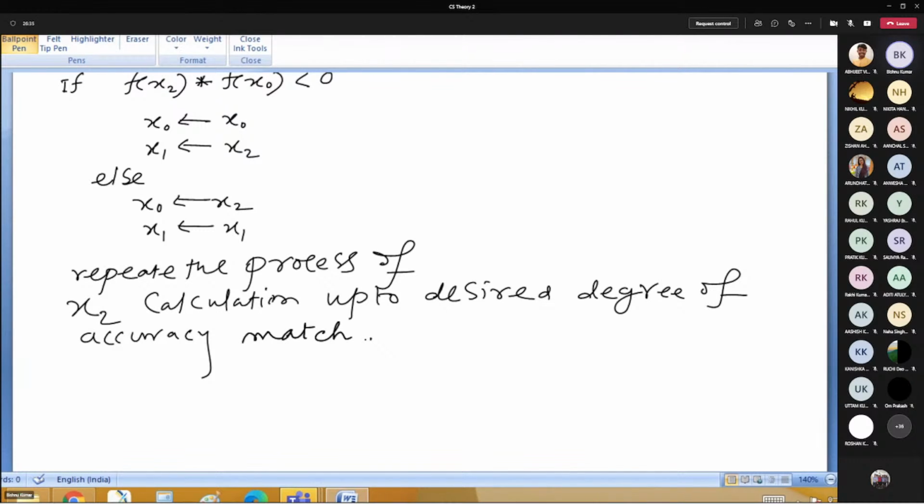Step by step you are calculating the x2 middle point, such that every step of calculating x2 represents an iteration. Desired degree of accuracy means, on the basis of the question, suppose it is asking you to write the answer up to 2 decimal places. So in two consecutive iterations, up to 2 decimal places, the x2 value calculation is matched. Then you will stop your iteration.